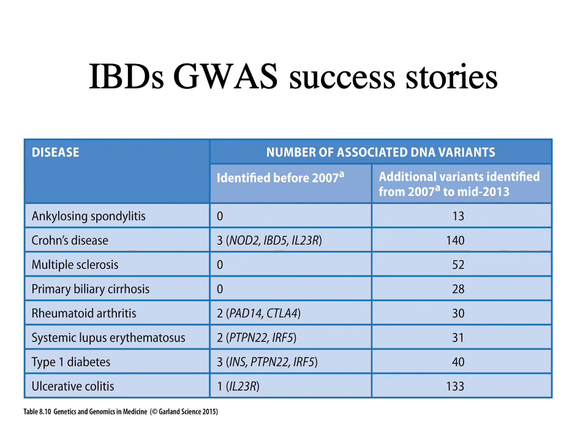This slide depicts genome-wide association success stories, and one can take a look, and clearly the numbers were low before 2007, and then with the advent of next generation sequencing technologies, additional variants were identified that have led to great success both in inflammatory bowel disease as well as autoimmune disorders.